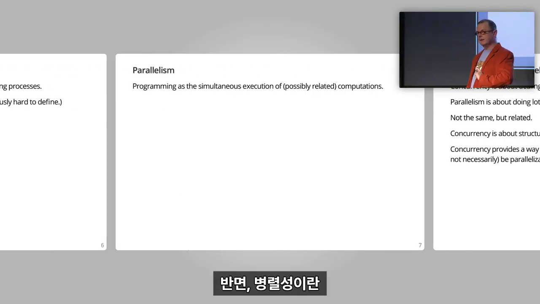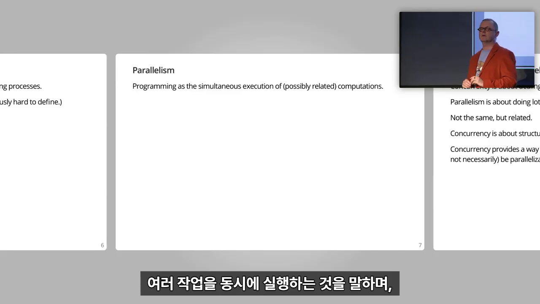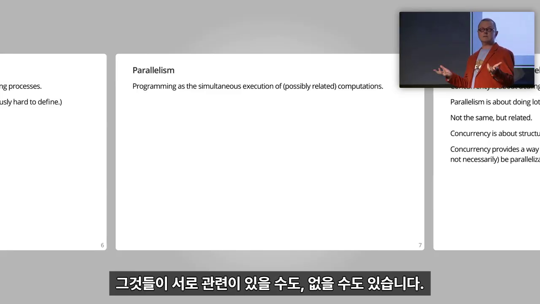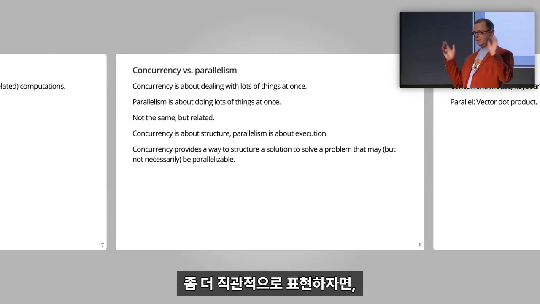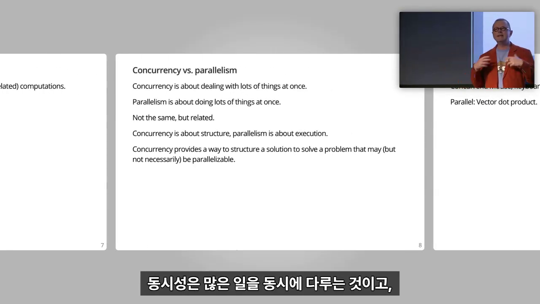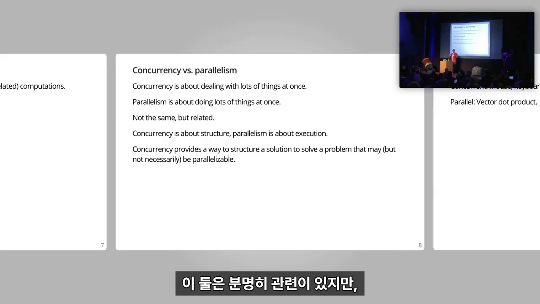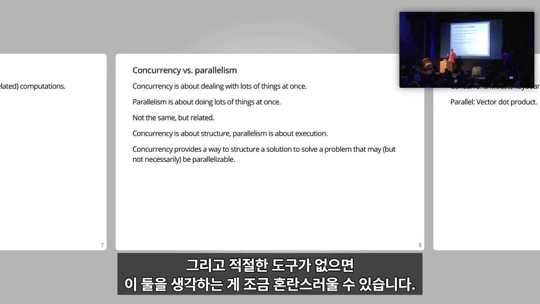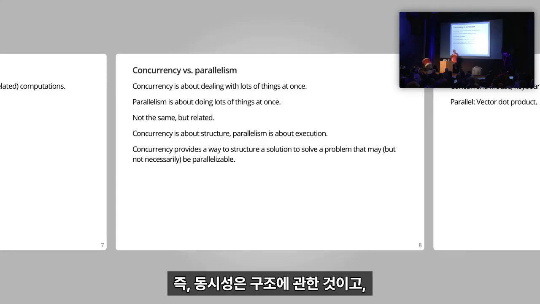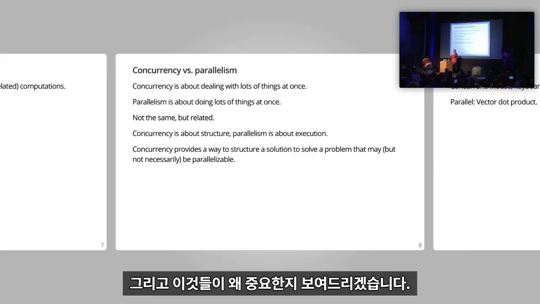Parallelism, on the other hand, is the simultaneous execution of multiple things, possibly related, possibly not. In a general hand-wavy way, concurrency is about dealing with a lot of things at once, and parallelism is about doing a lot of things at once. Those are obviously related, but they're actually separate ideas, and it's a little confusing to think about them if you don't have the right toolkit. One is really about structure, concurrency, and one is about execution, parallelism. I'll show you why those are important.